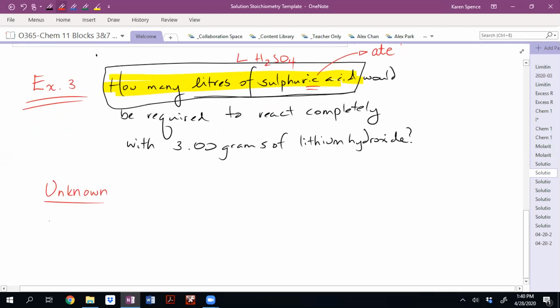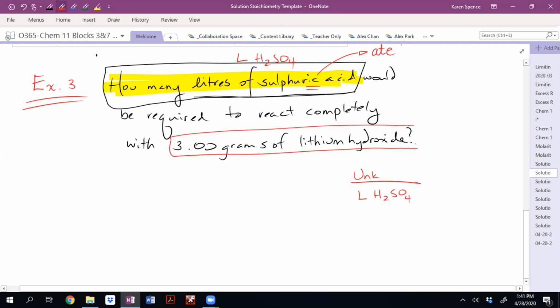Okay, so our unknown is liters of, oh, why am I putting my unknown on the left-hand side? I want to put it on the right-hand side because that's what I'm working towards. So my unknown is the liters of H2SO4 would be required to react completely with 3 grams of lithium hydroxide.